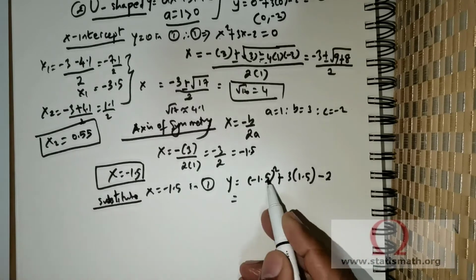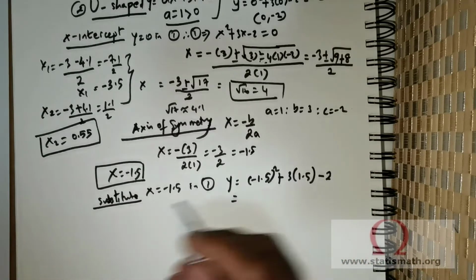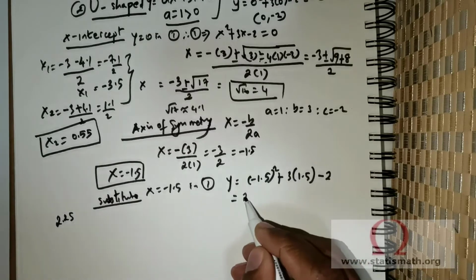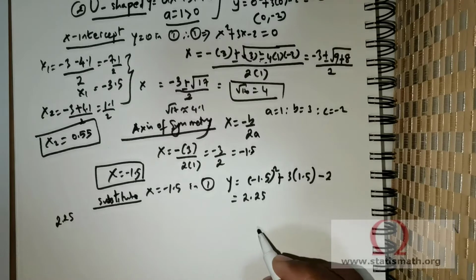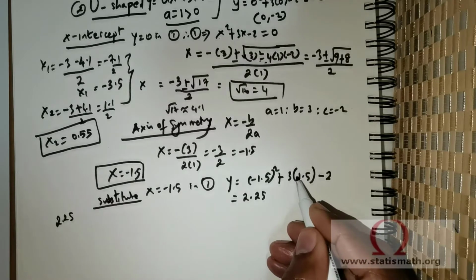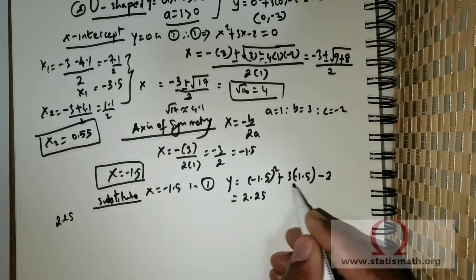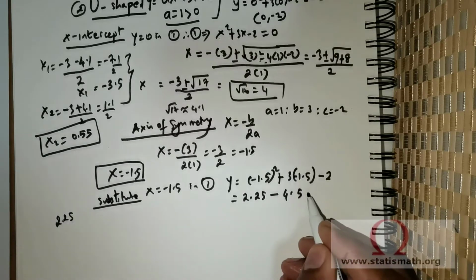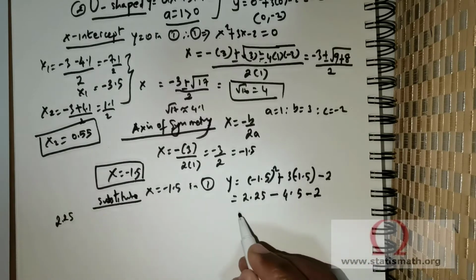So negative 1.5 squared would give me 2.25. Of course, it's a positive sign. And this is 3 times negative 1.5, right? So that is going to be negative 4.5, followed by negative 2.